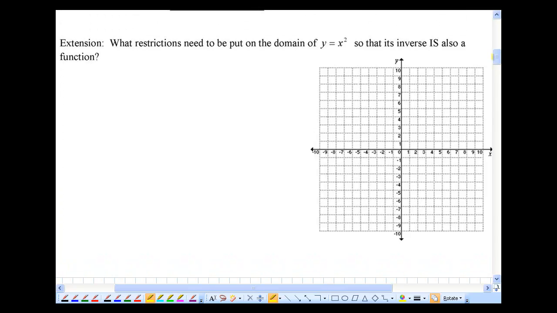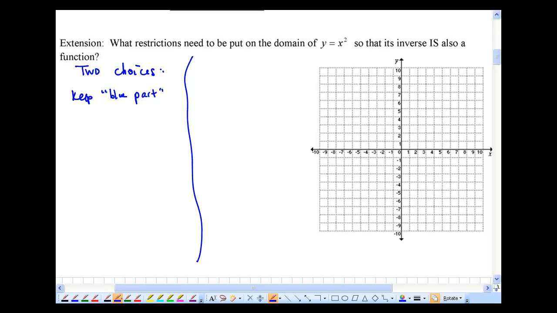What restrictions need to be put on the domain? If I kept the blue part, so there's really two choices, right? The first choice here is if I were to keep the blue part, and that really means that I'm going to restrict the domain to now be, not between, just less than or equal to 0. Remember how we got these points? Well, what does that do?